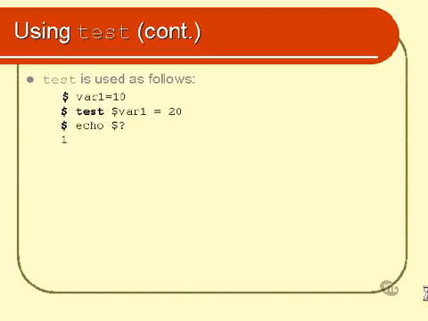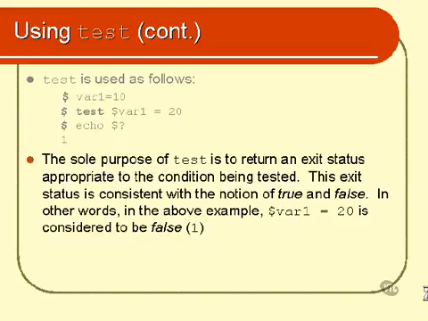Now, the sharp ones amongst you may already be guessing where this is going. What we can do is think of this exit status as a true or false value. This is where true and false really start to come into play, and this is the first time that they actually do. In the above example, we say, well, var1 equals 20. That is a comparison test. So the statement var1 equals 20 is either true or false, and test will return an exit status appropriate to that particular true-false value.